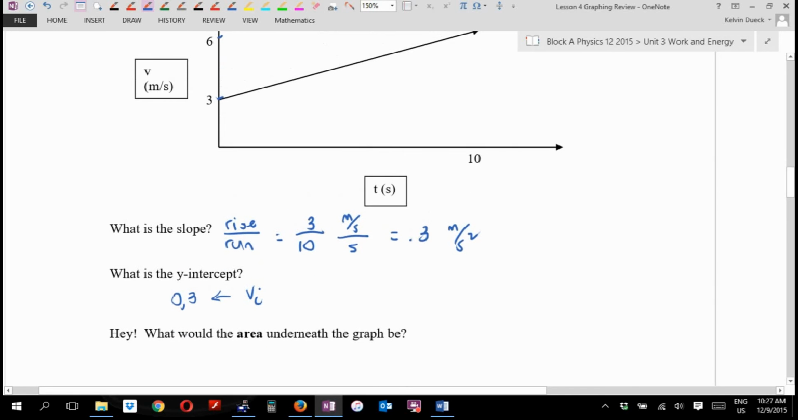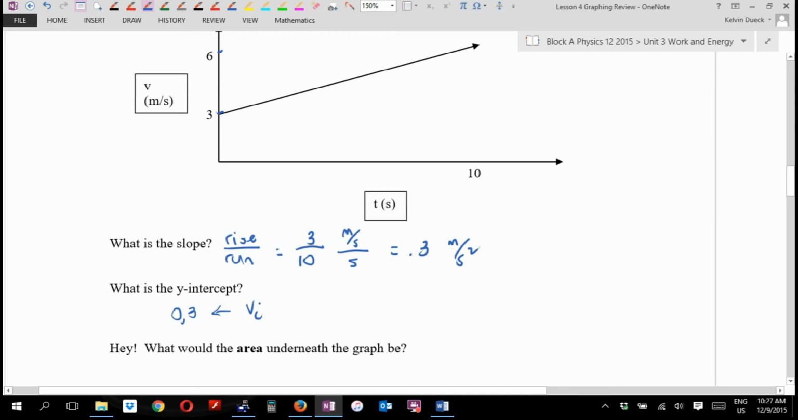What would the area under this graph be? Well, let's draw a little line like that. It's a trapezoid. Oh, no. I said we don't need to know the area of a trapezoid because we can break any trapezoid up into a triangle and a rectangle. I'll call this area 1, and that area 2.